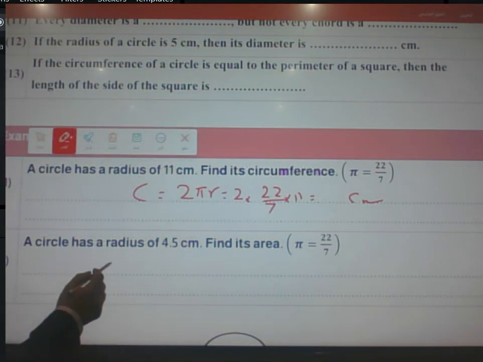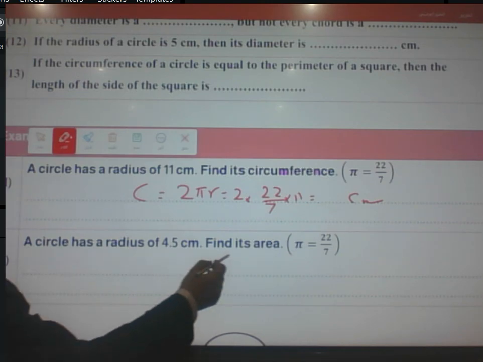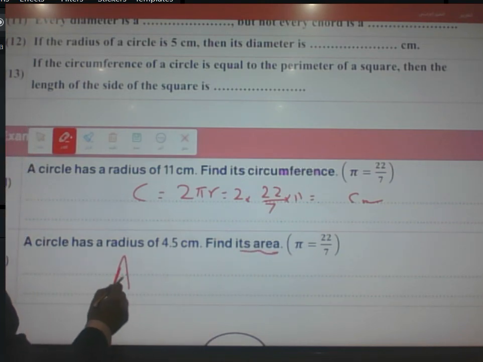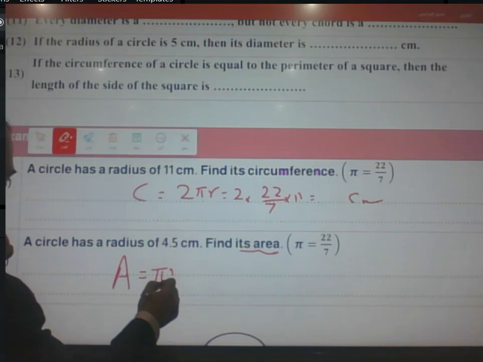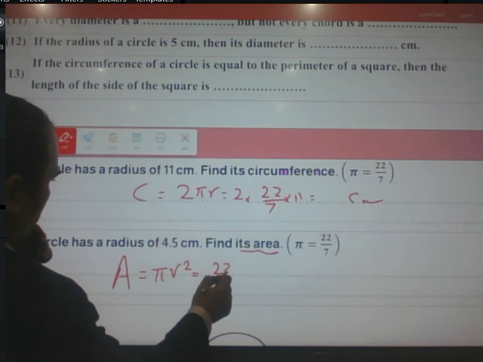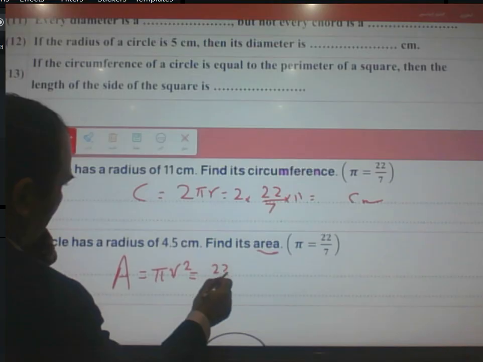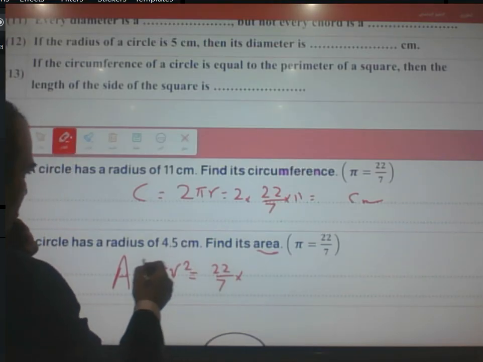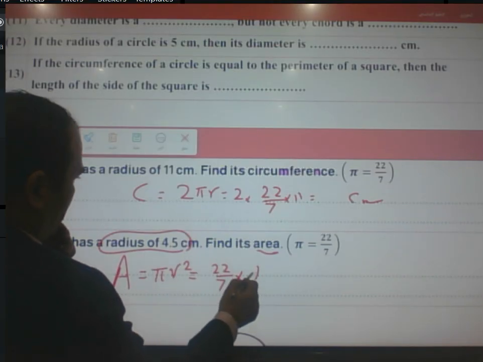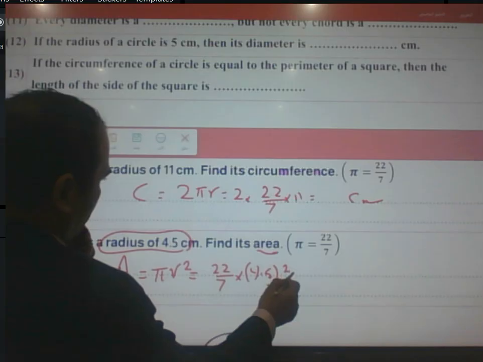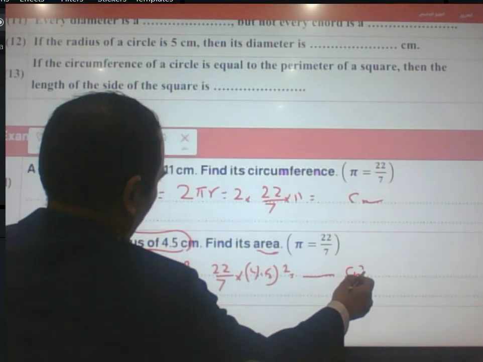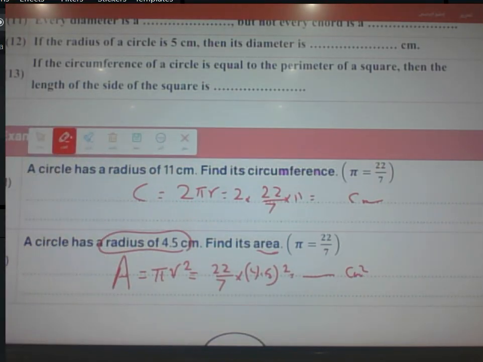Next question: a circle has a radius of 4.5 centimeters. Find the area. We know the area of a circle equals πr², where π equals 22 over 7. So 22 over 7 times radius 4.5 power 2. You can also find the answer using a calculator to get the simplest form as a decimal.